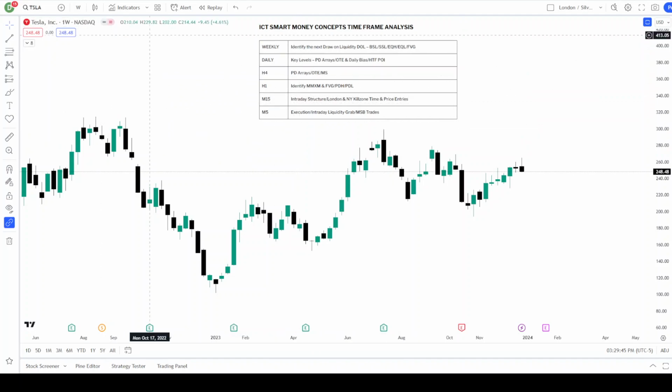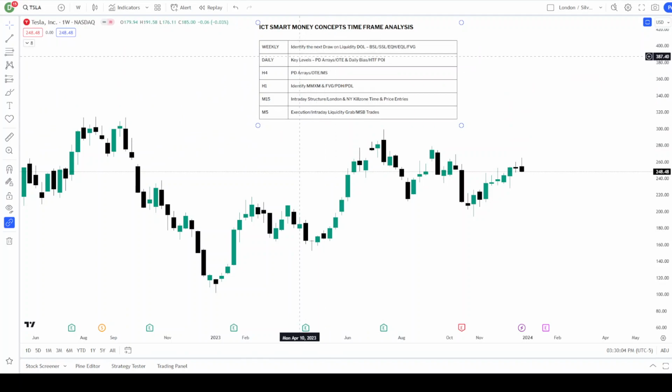So we start with the weekly. I'm using Tesla here. I will see maybe if I can do SPY or maybe one of the Mag 7s. Maybe I'll do Amazon this week, but we can potentially take a look at a second one. And so we start with the weekly chart.